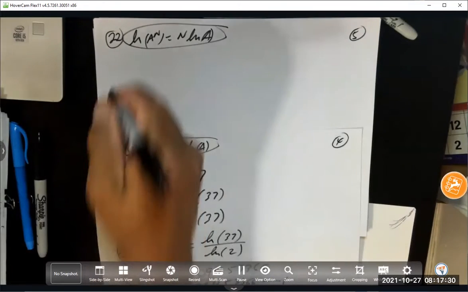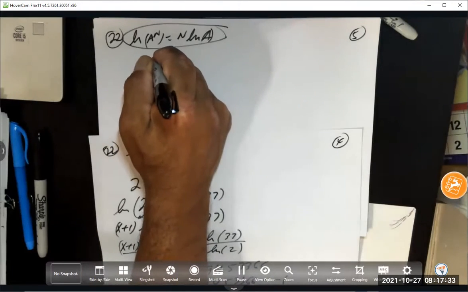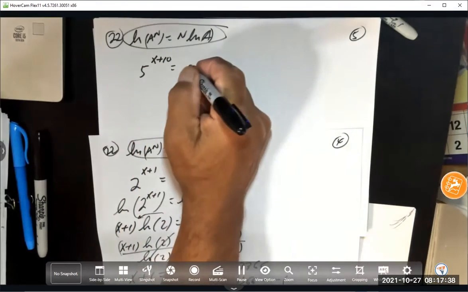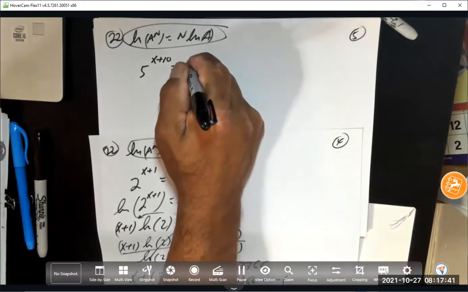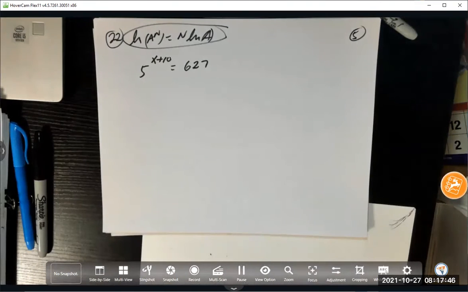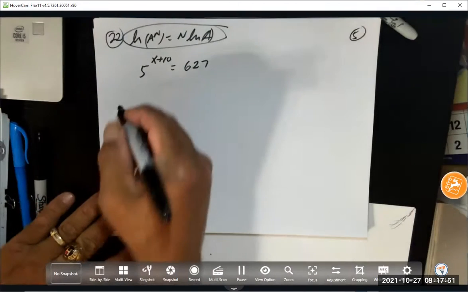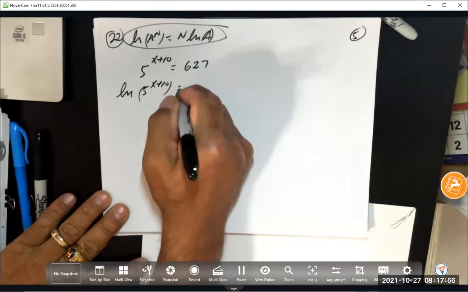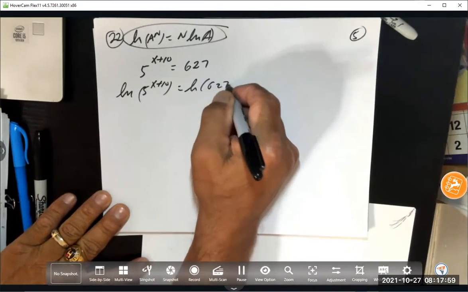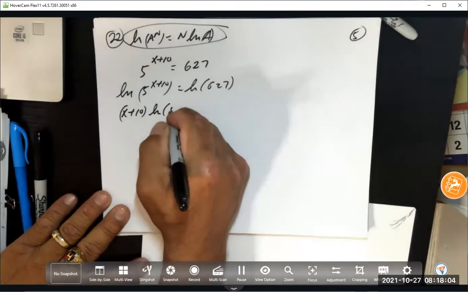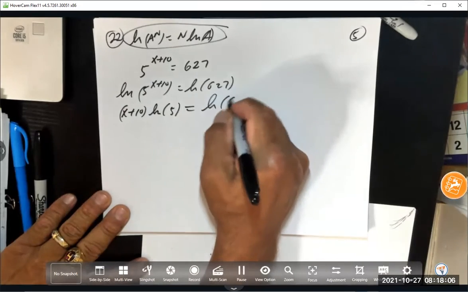So this time I'm gonna say something else. How about 5 to the x plus 10 equals some big number, 627 or something. That sounds good. So this one, still take the log of both sides, right? Log of the left side and log of the right side. So now x plus 10 in the front. And then the other side, you have log of 627.